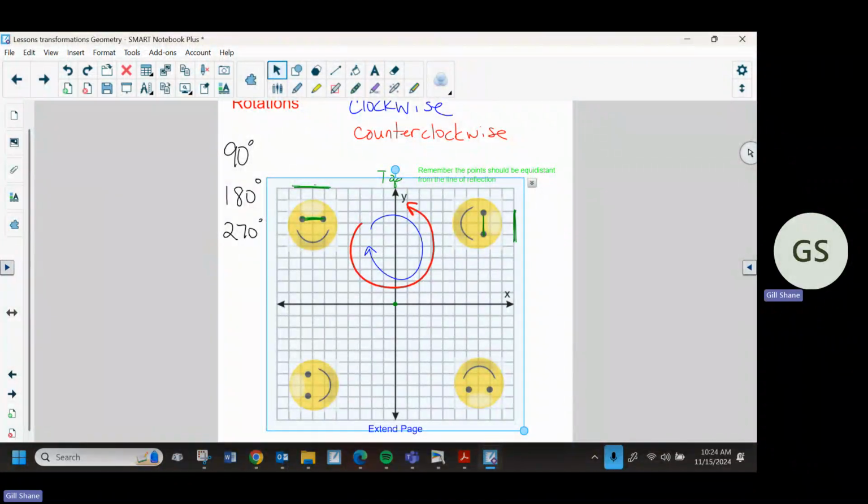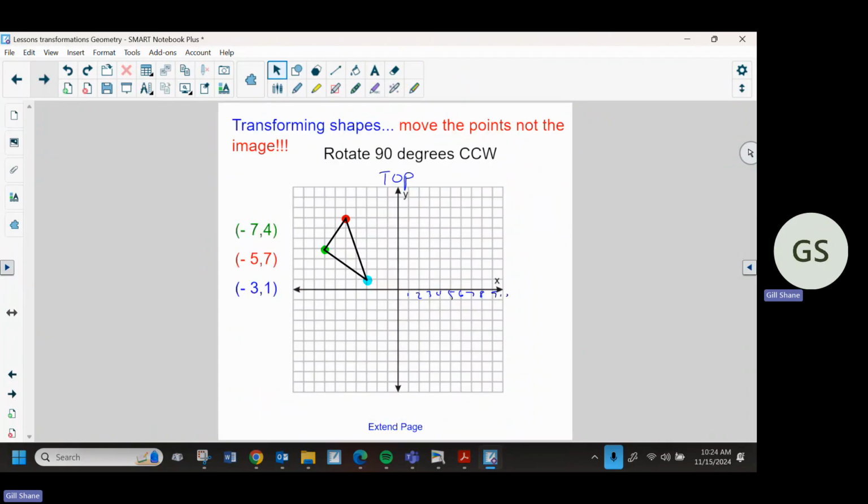Here's the part that some kids, like I said, some kids think it's the easiest thing ever, and some kids are just struggling on this one thing. I don't know how else to say it. You have to ignore the numbers on your graphs.